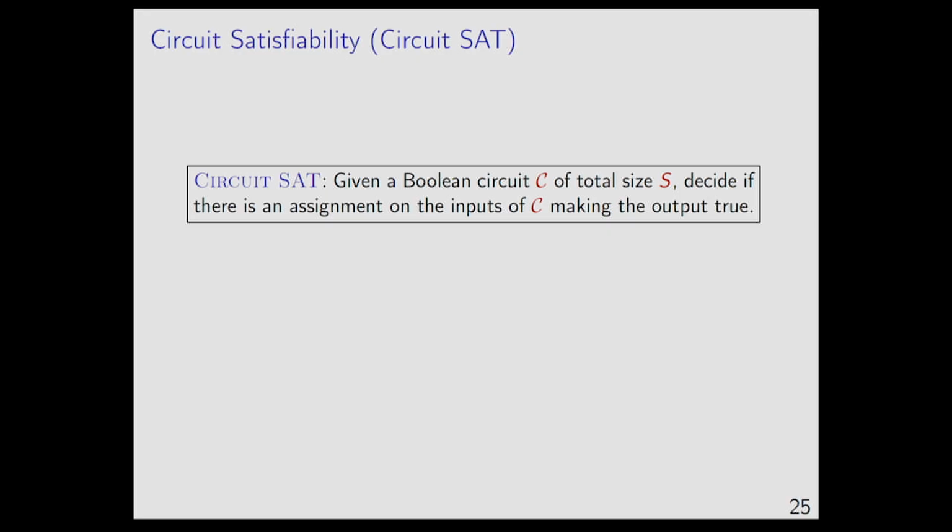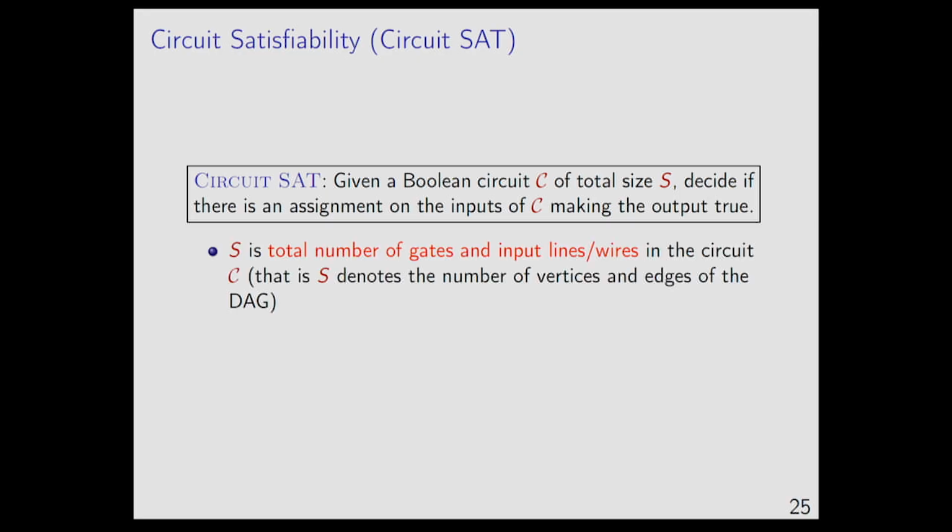And now I have used the word size S. So let me clarify what I mean by size S. It's the total number of gates and input lines, wires in the circuit C. So if you think of the circuit as a DAG, then it is basically the number of vertices plus the number of edges. So this is what I mean by size, not the number of inputs. It is important that I distinguish between the number of inputs and the size of the circuit.